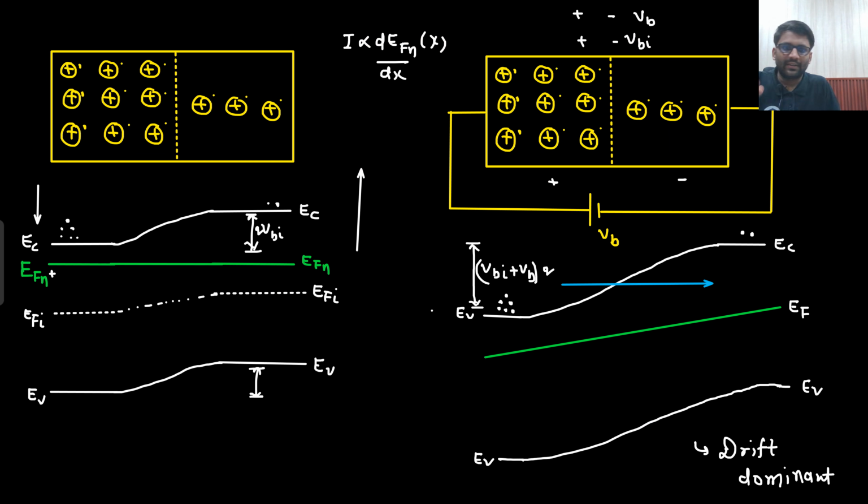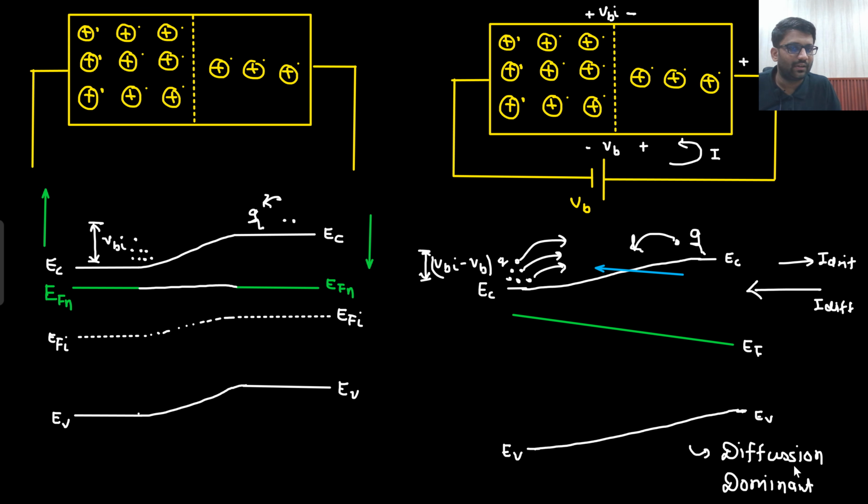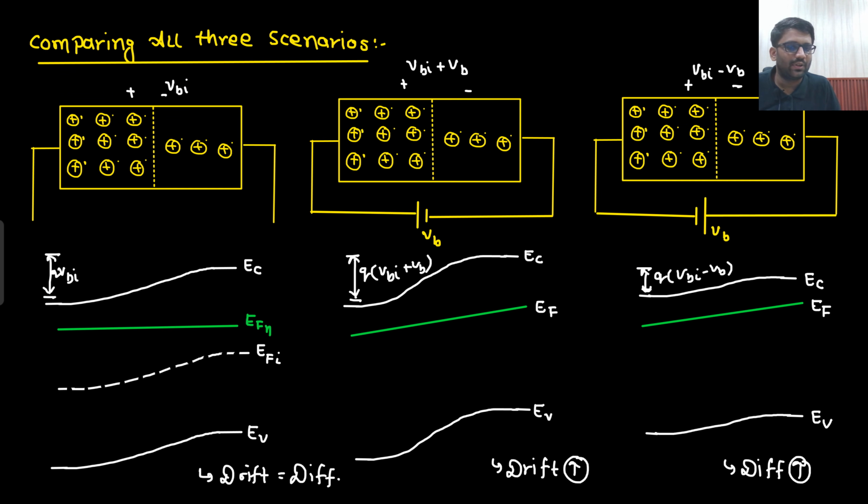Then what did I see? If I apply an external bias which supports my built-in electric field, that means the barrier has increased now. If the barrier has increased, then diffusion has become even tougher, but drift has become easier. So this will be drift dominant. If my external electric field is supporting the built-in electric field, then it would become drift dominant, otherwise it would become diffusion dominant. Right? All these scenarios I understood.